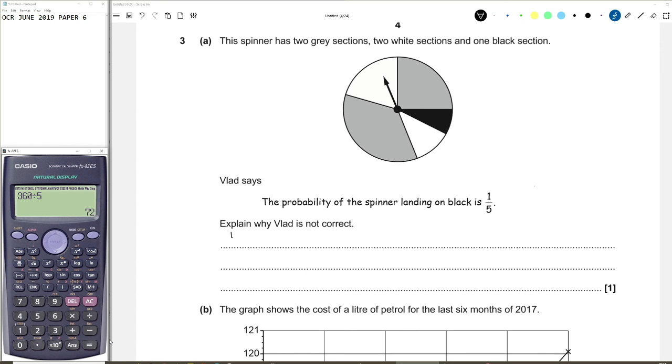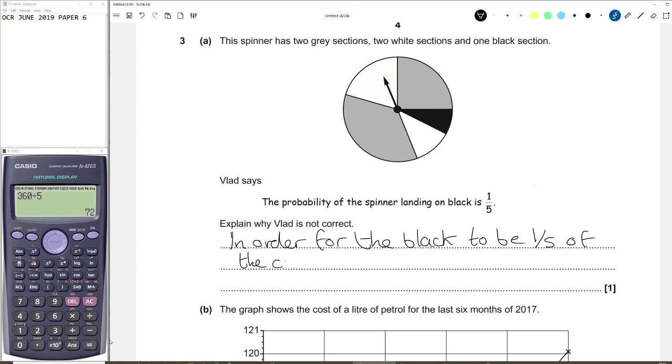So I would say, in order for the black to be 1/5 of the circle, it should be 72 degrees, which it is too small to be.